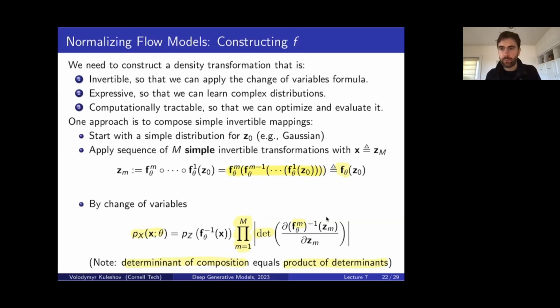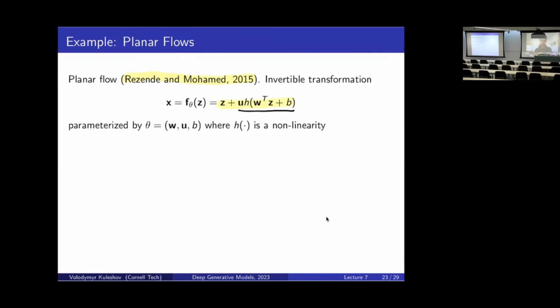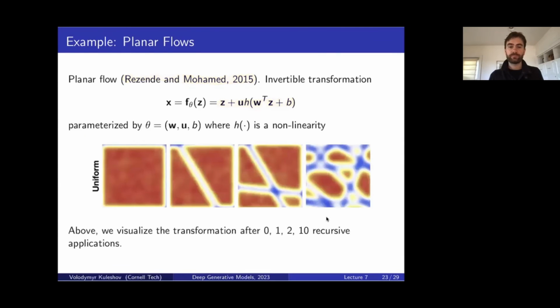Okay, what would be an example now of one of these simple invertible transformations? One example that I will show you comes from an early paper by Rezende and Mohamed in 2015. This is one of the early papers that popularized normalizing flows for generative modeling. The particular formula that they used for a simple mapping is the following. Here we start with z, and then we add to z this extra term. Okay, what is going on? What is this actually doing?